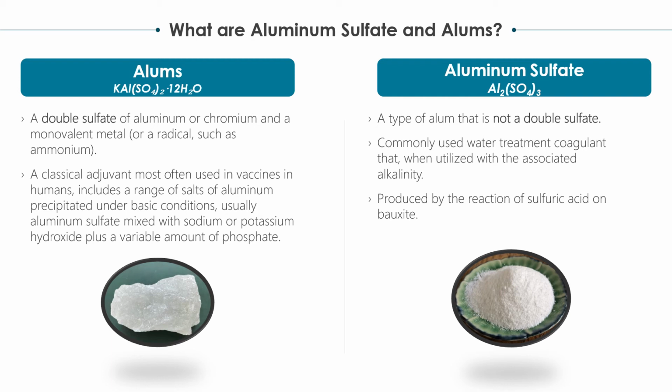Aluminum sulfate, on the other hand, is a type of alum that is not a double sulfate. It is a commonly used water treatment coagulant when utilized with the associated alkalinity. It is produced by the reaction of sulfuric acid on bauxite.